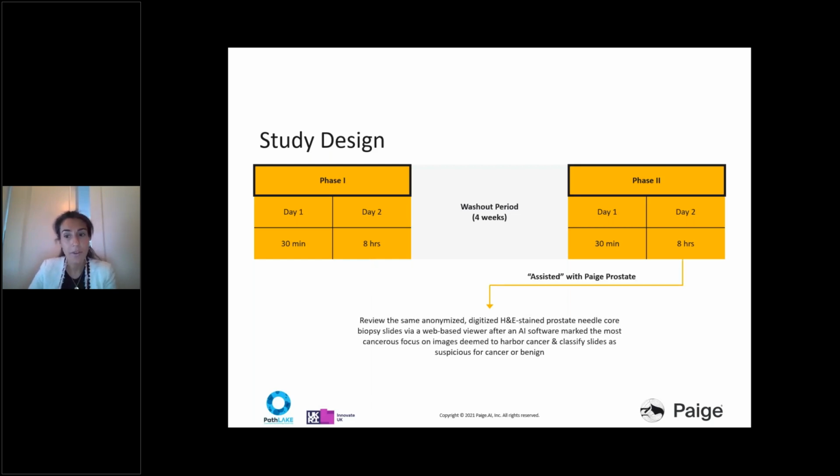In the second day of phase 2 of the study, participants reviewed the same set of digitized slides, this time after Paige Prostate marked the region considered statistically most likely to harbor cancer on images deemed to have cancer. Again, pathologists were tasked with classifying slides as suspicious for cancer or benign, having been provided this information by Paige. This was the Paige-assisted review in phase 2.